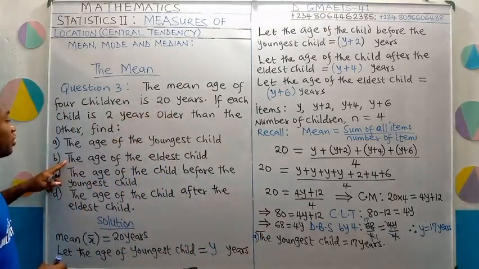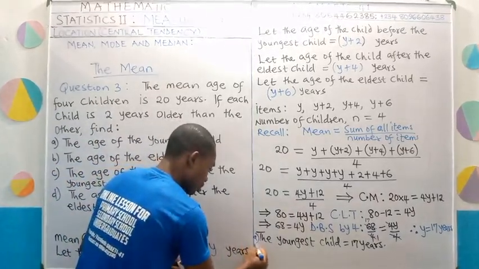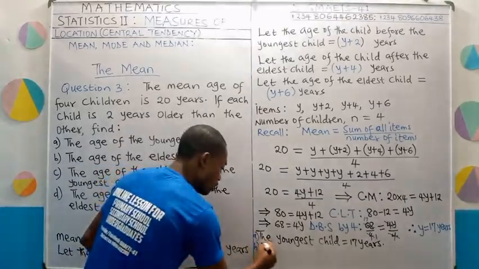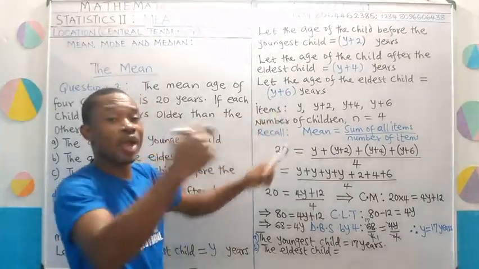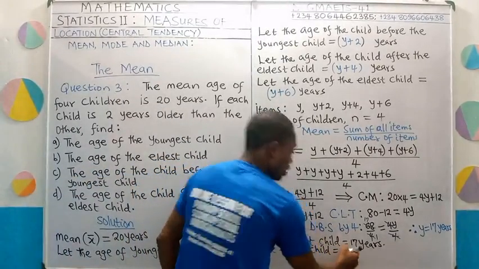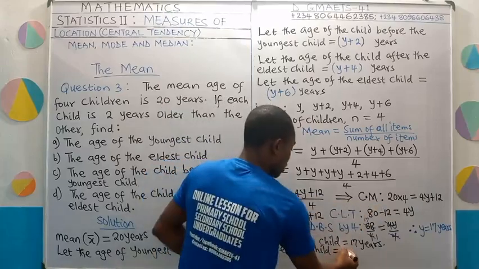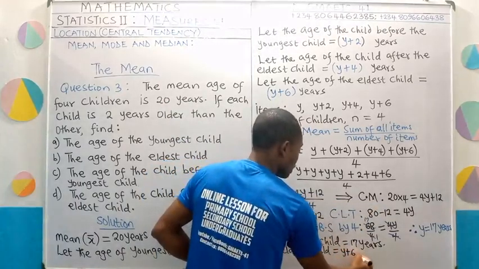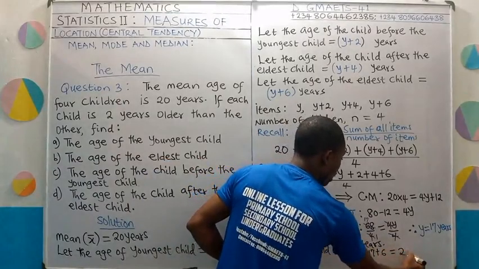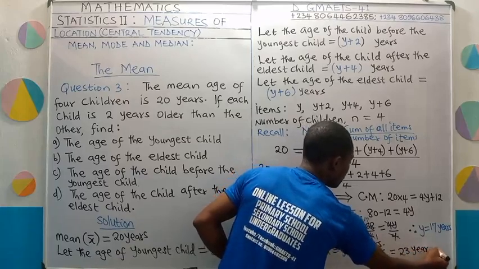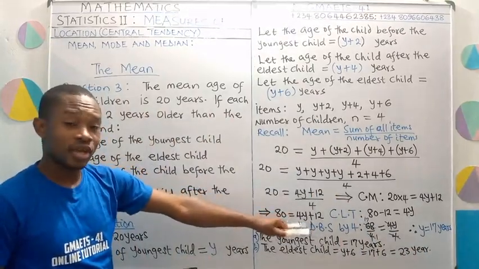Now let us look at B part of the question. The age of the eldest child. The eldest child equals, remember that from here the eldest child is y plus 6. So that's going to be y plus 6 years. And y we know is equal to what? 17. Alright, so that's going to be y plus 6, which is equal to 17 plus 6. And if you do that, you get 23 years. Good. The eldest child is 23 years.